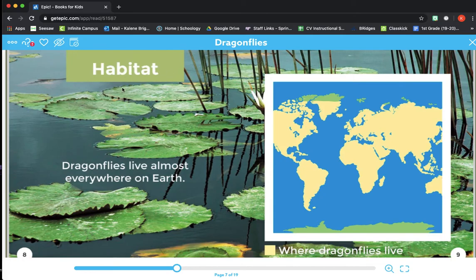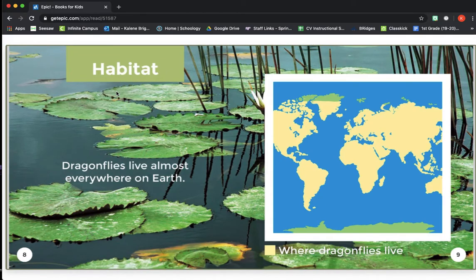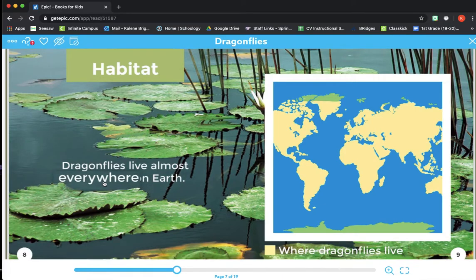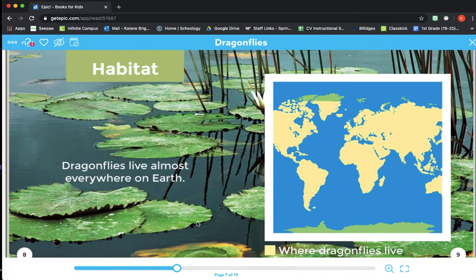Ooh, habitat. Habitat, what does that mean? I want you to think about when we did our habitats for science. What is a habitat? Right, somewhere that the animal lives, their home. Dragonflies live almost everywhere on Earth. Oh, there's another compound word.